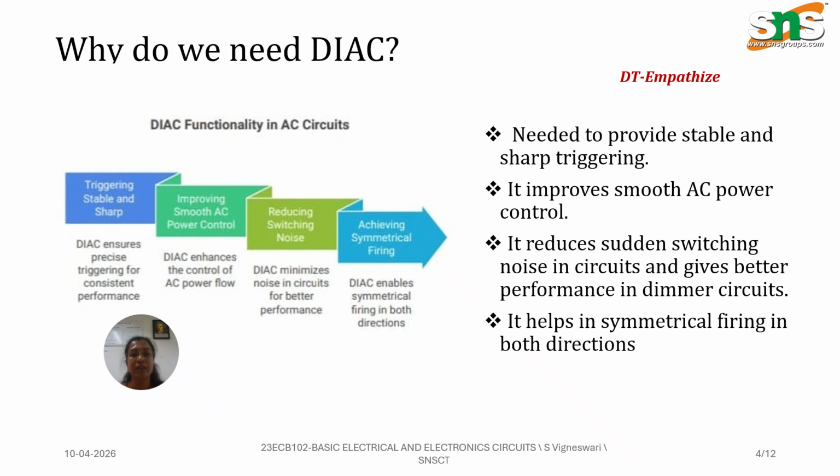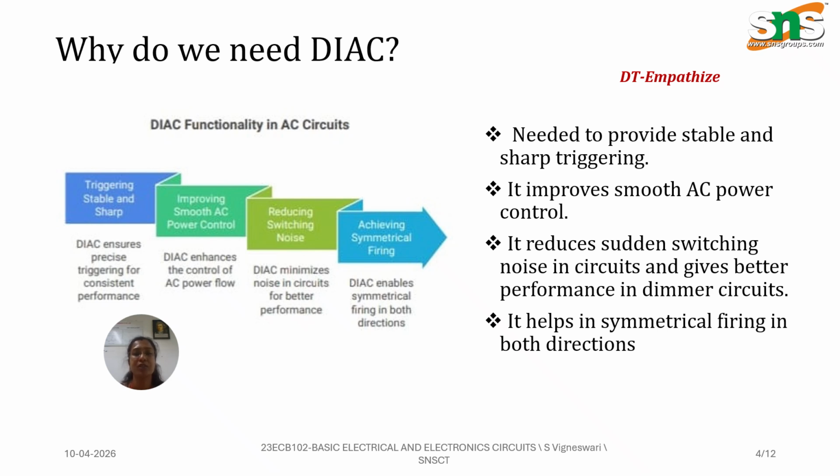So we require a device that can provide sharp and stable switching. Here Diac comes into play. Diac helps in achieving this by ensuring proper triggering. Coming to the definition of Diac, it is a two-terminal semiconductor device that conducts current only after a certain voltage level has been reached, which is called the breakover voltage.